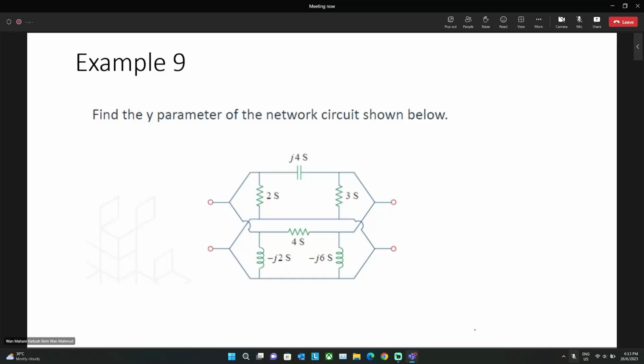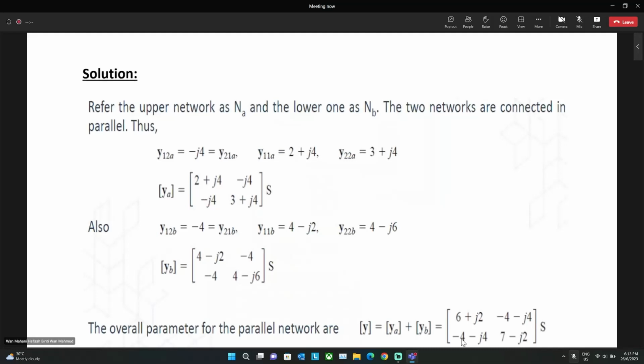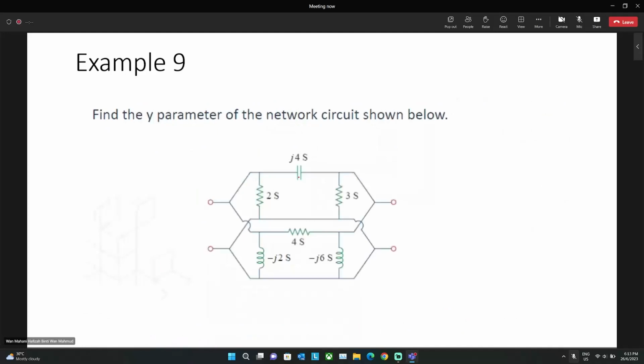Ini parallel connection antara dua two-port network, dia connect secara parallel. And bila parallel, kita akan cari Y parameter. And soalan dia tanya total Y parameter. So you kena cari Y parameter atas, Y parameter bawah, then combine it together dengan cara tambah. Okay, you just tambah. Ini adalah solutions dia. Okay, you boleh tengok kat sini macam mana daripada value yang dia letak, sebab kat sini dia dah dalam sebutan Siemens kalau you perasan. So kalau dia dalam sebutan ohms, dia lain lah.